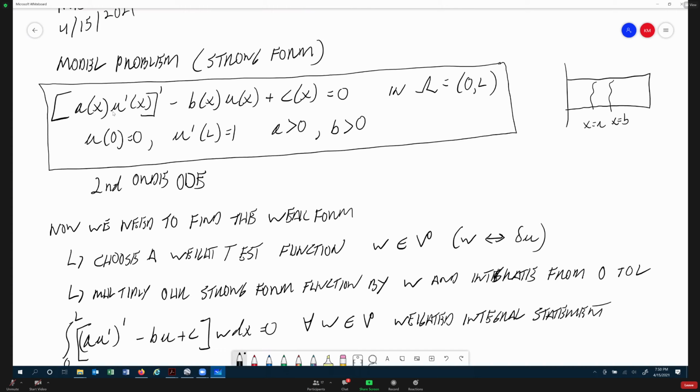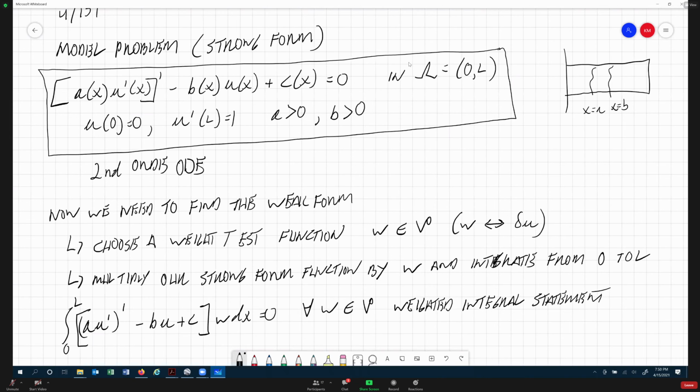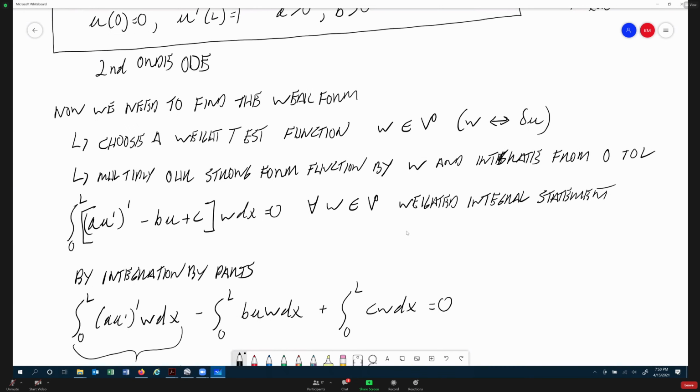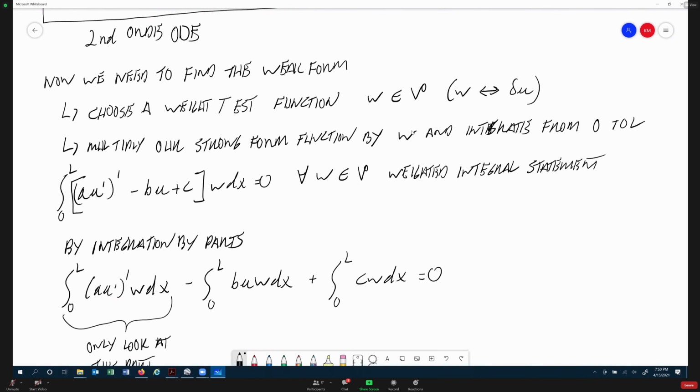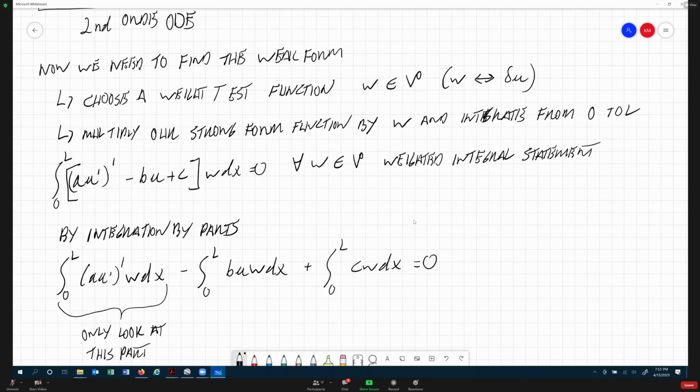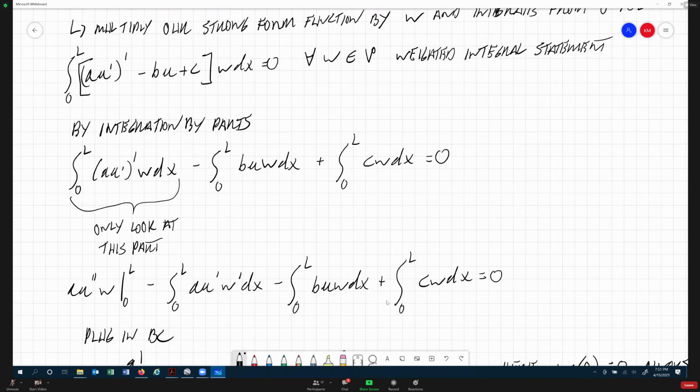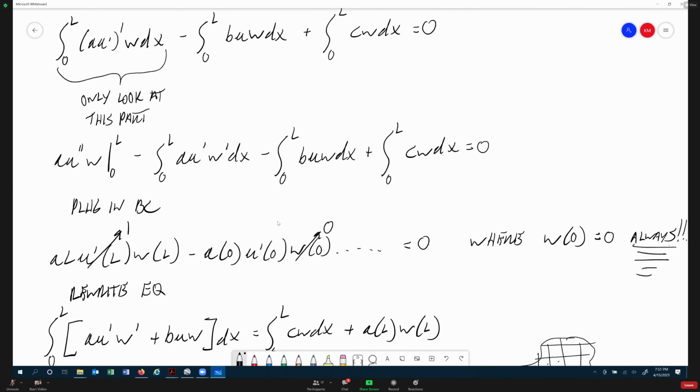We know this A(x) times u prime of x is our tractions, right? Tractions and body forces. And we go through this process. We need to find the weak form, and part of that is we're changing the domain. We're adding in this weight function and integrating, and what comes out of that is we're allowed to set this part of the equation to 0.